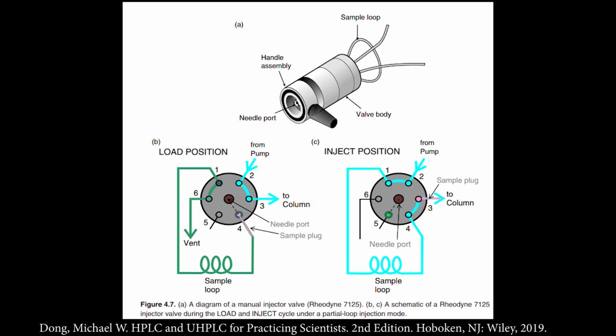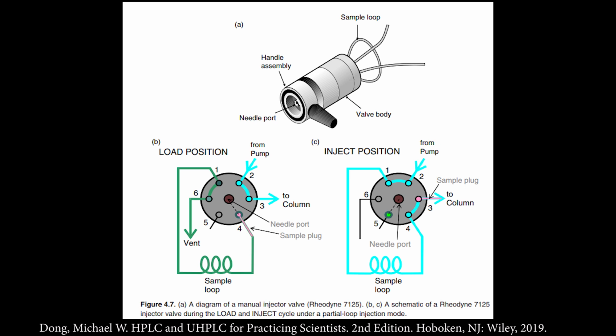But 1 is connected to 6, and then you make 1 connected to 4 with what's called a sample loop. Now this loop is going to be a piece of tubing that you very precisely know the exact volume, and that's going to end up being the volume of sample that you inject. So you purchase these loops with little tags on them, and they're pretty accurately calibrated to say 10 microliters or 5 microliters. So the volume of that tube is 5 microliters.